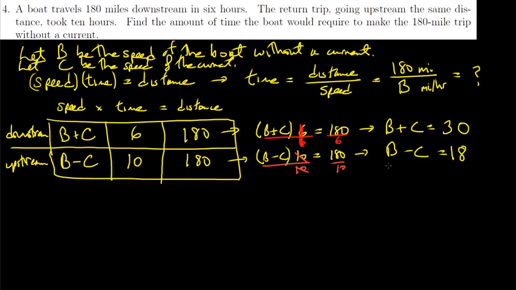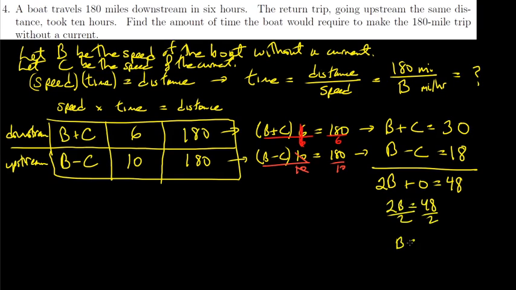Okay. Now we have no trouble at all, right? If we just add the two equations together, we get B plus B is 2B, C minus C is 0, and 30 plus 18 is 48. So if 2 times B is 48, just divide by 2. B has to be 24, right? So remember what B is. It's the speed of the boat, 24 miles per hour, if there was no current.